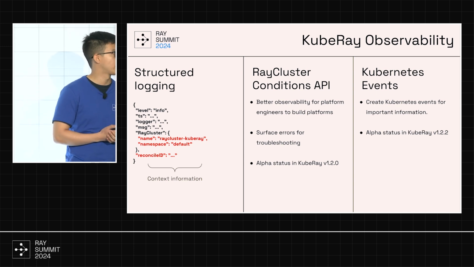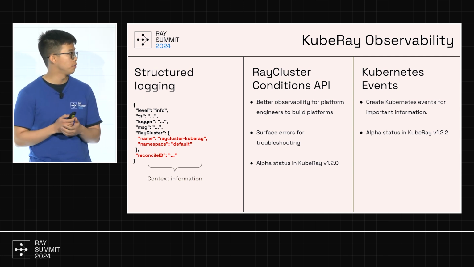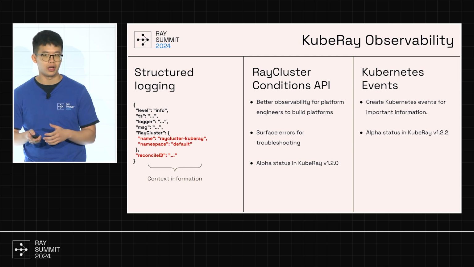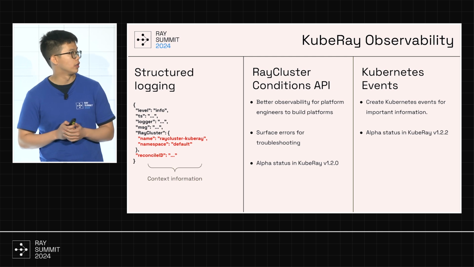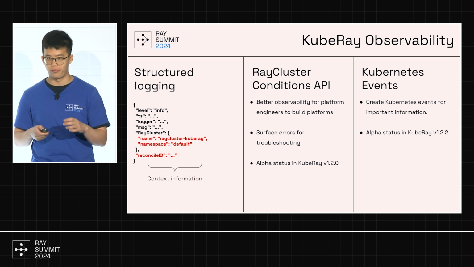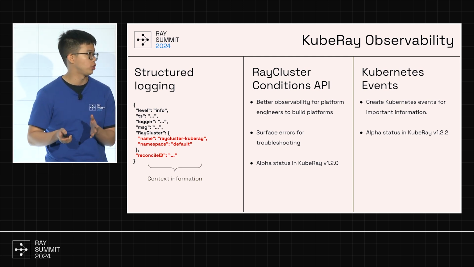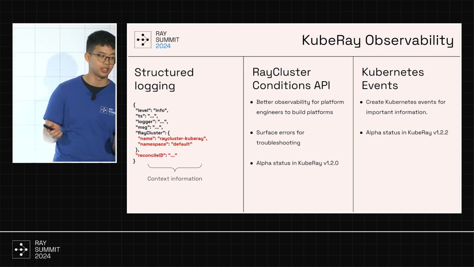And then RayCluster also recently provides a conditions API, and it provides better observability to help platform and infra engineers more easily build their ML platform based on KubeRay. And the third one is Kubernetes events. KubeRay recently has a more organized use of the Kubernetes events API to expose the important information about the interaction between the KubeRay operator and the Kubernetes API server.